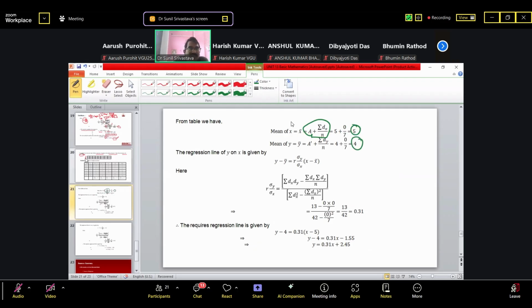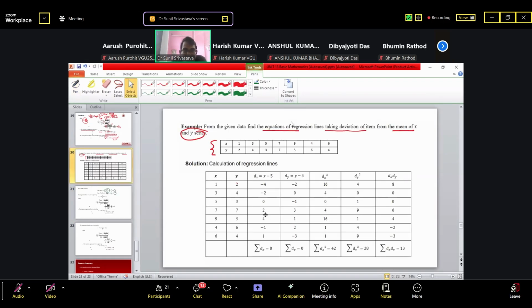Another method can also be used. We take the sum here: 6 plus 4, 10, 10 plus 9, 19, 19 plus 7, 26, 26 plus 5, 31, 31 plus 4, 35. And how many values are here? 1, 2, 3, 4, 5, 6, 7. So 35 divided by 7 is equal to 5. So the mean of the x series is 5.